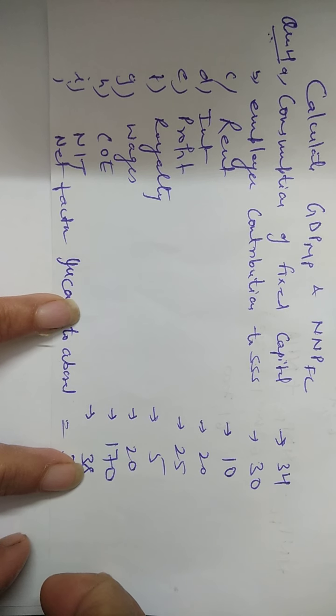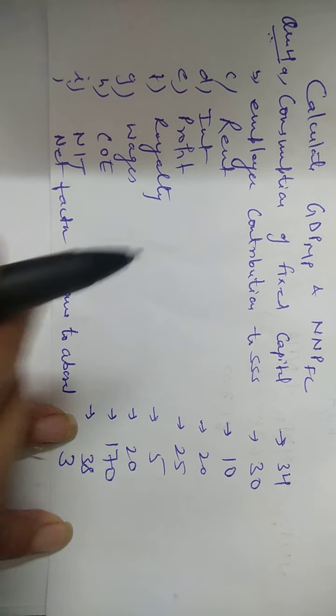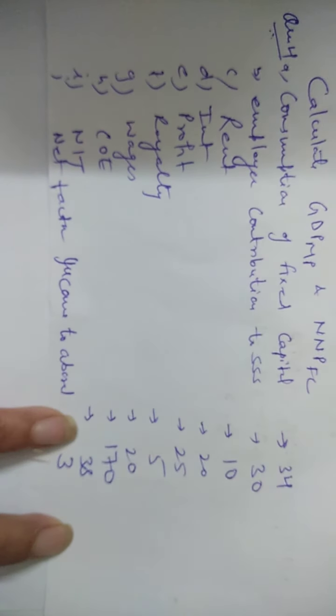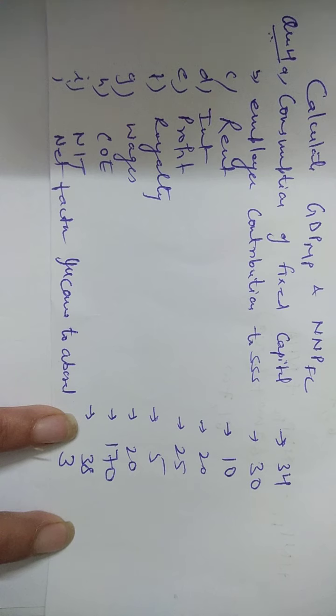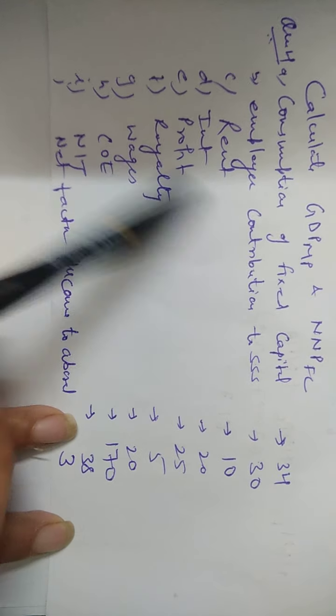Students, in this video I'll be covering some more questions on the income method to estimate national income. In this question we are required to calculate GDP at market price and NNP at factor cost, which is also the national income. Let us see what information is given to us.